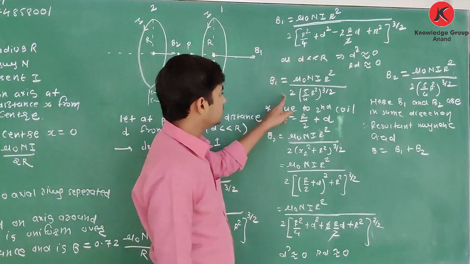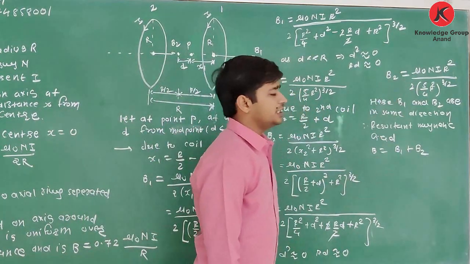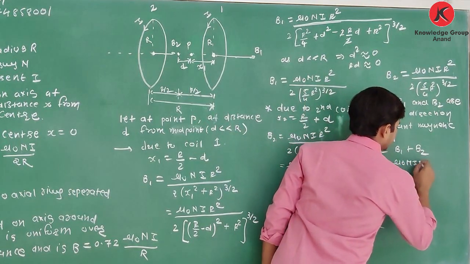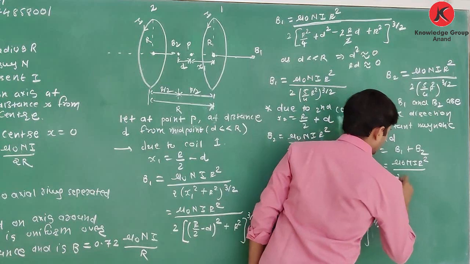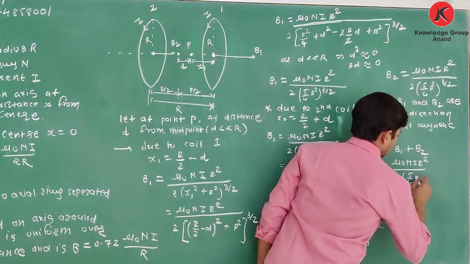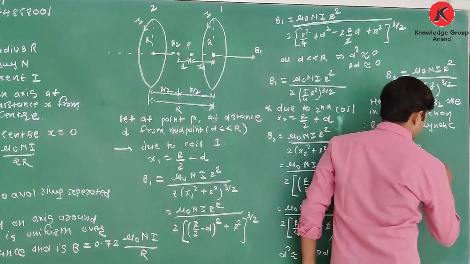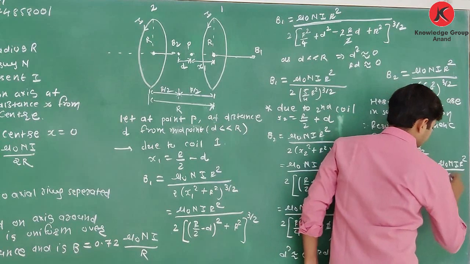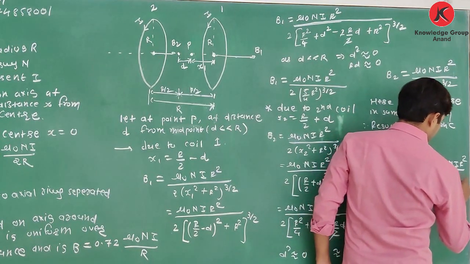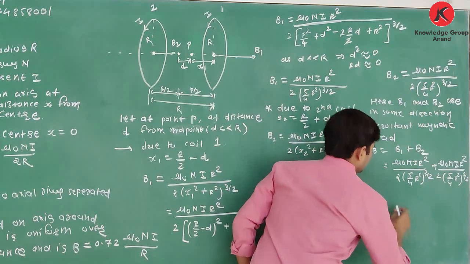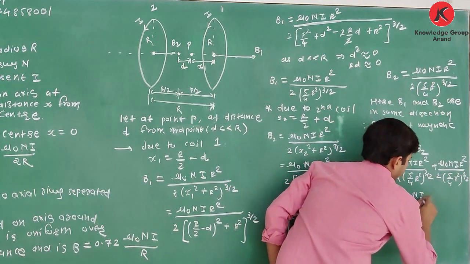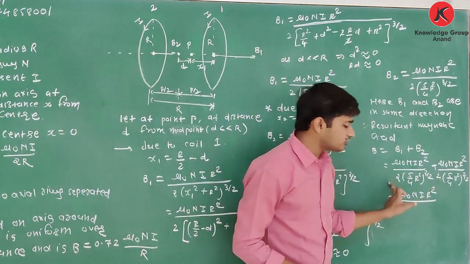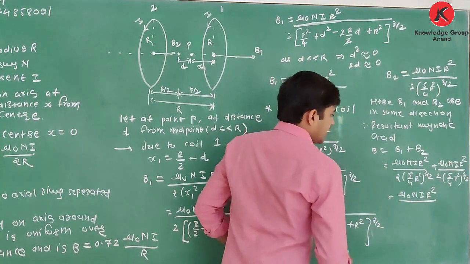What is the value of B1? Here it is. What is the value of B2? Here it is. It is equal to mu 0 N I r square upon 2 times (5 by 4 r square) raised to 3 by 2, plus mu 0 N I r square upon 2 times (5 by 4 r square) raised to 3 by 2. So you can say mu 0 N I r square divided by 2, and 1 by 2 plus 1 by 2 is 2, it will become 1.